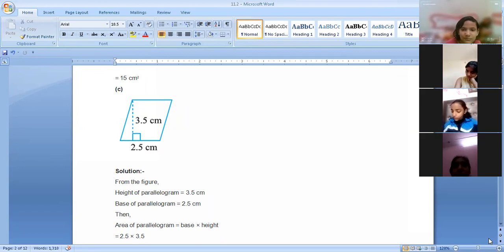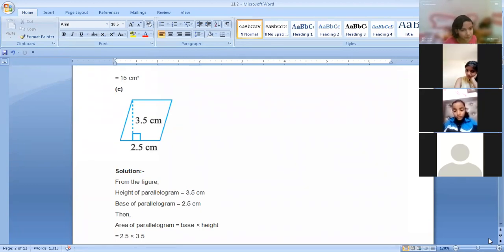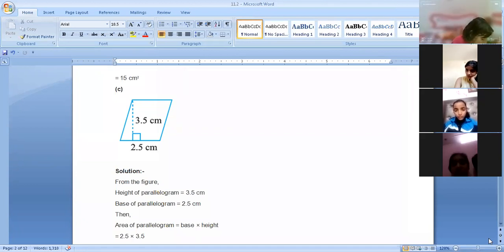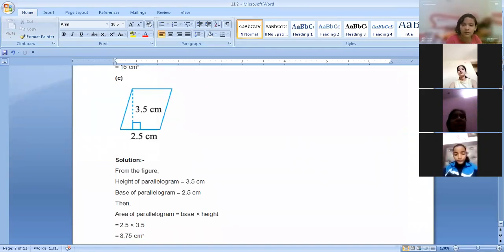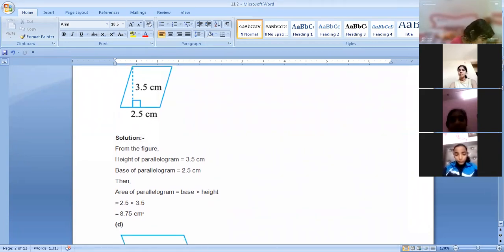Astha Upadhyay, your camera is off. Swastik is right here. Anupriya is right. No, Anupriya, check your answer. Check your decimal point. Charvil Bhatt, right. Anupriya, check your decimal. Jia, right answer. Astha, your camera is off. 8.75 centimeters square. Right answer, Dhavanya. That's correct.